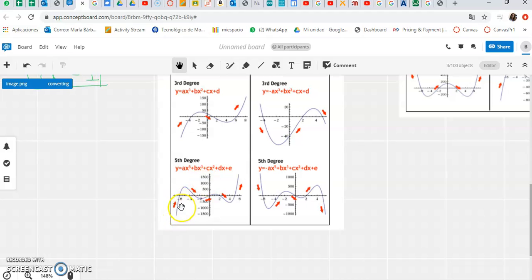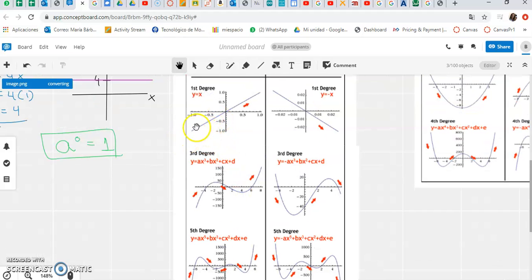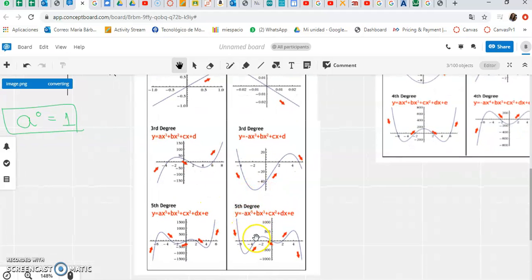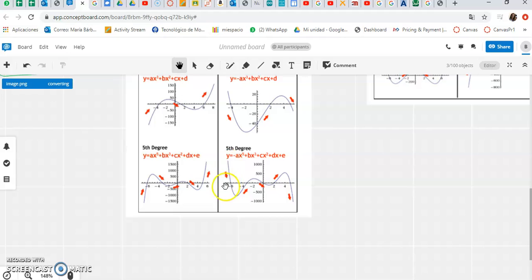This is what I want you to focus on right now: it is falling to the left, and it is rising to the right, as the line, as the linear function, falling to the left, rising to the right. Don't forget, this is important. Now, let's see. In the fifth degree, as in the linear function, it is rising to the left and falling to the right. As you can see, it is rising to the left, falling to the right, with the 5 roots, 1, 2, 3, 4, 5. In this case, all the roots are real number roots, okay?